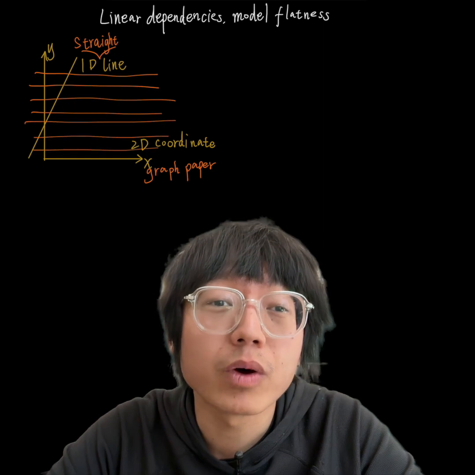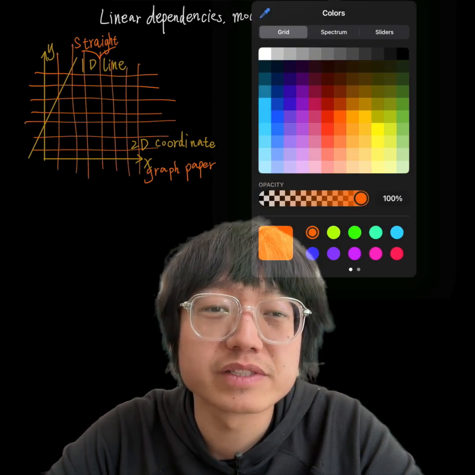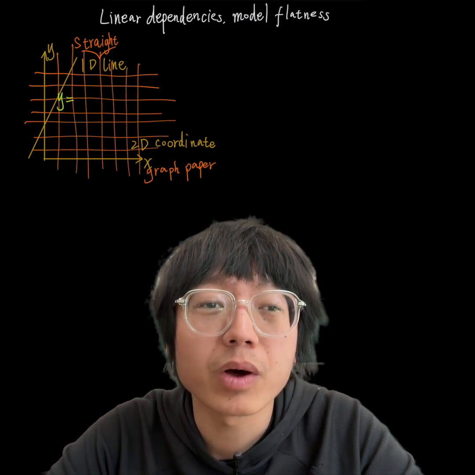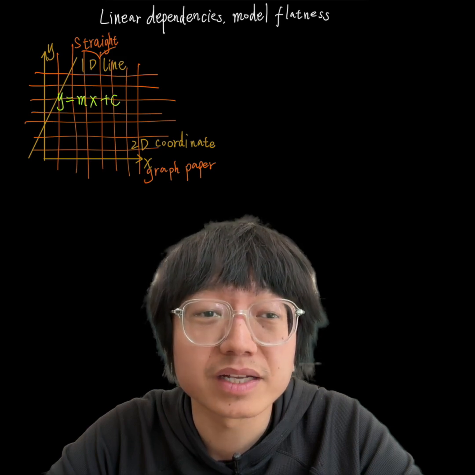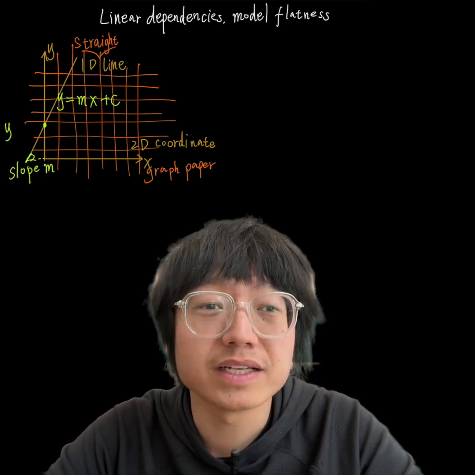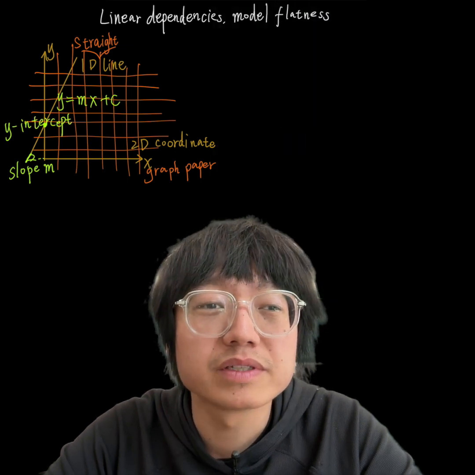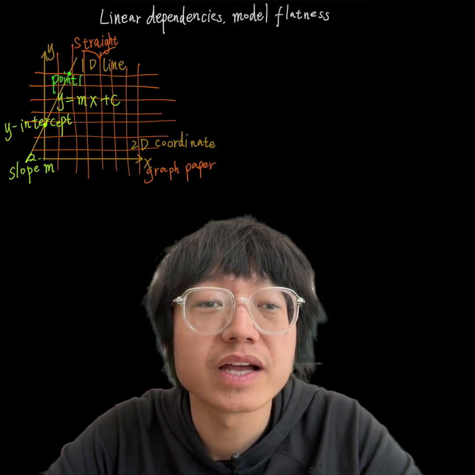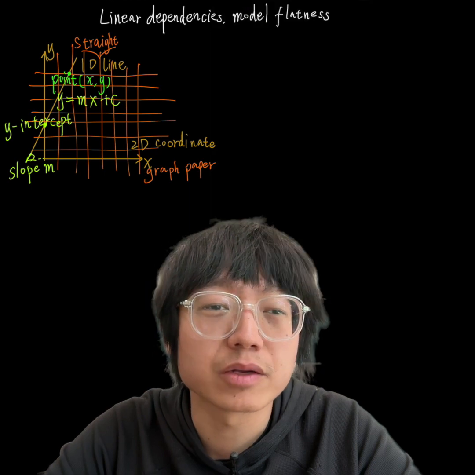A one-dimensional straight line can be represented by the equation y equals mx plus c, where m is the slope and c is the y-intercept. So this line represents all of the points x, y that satisfy this equation.